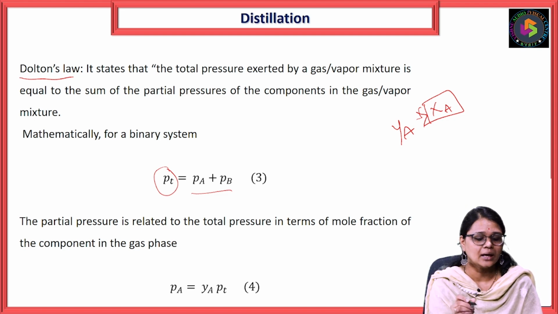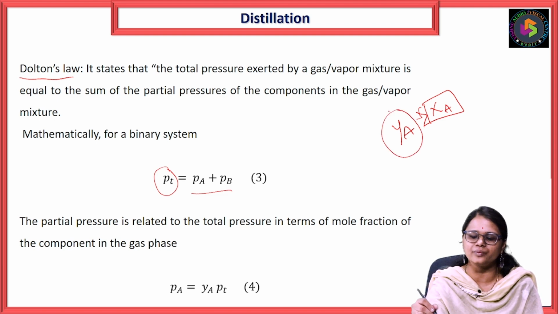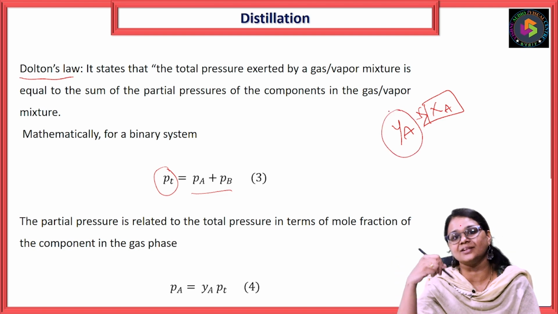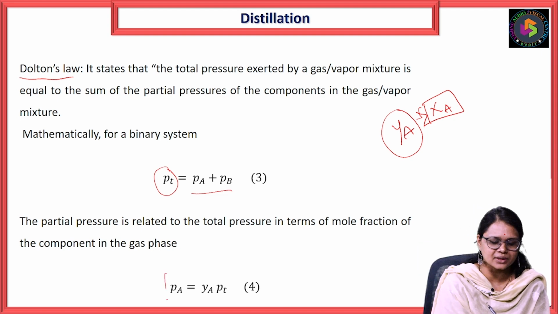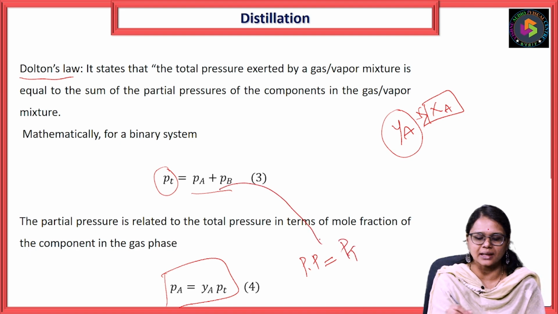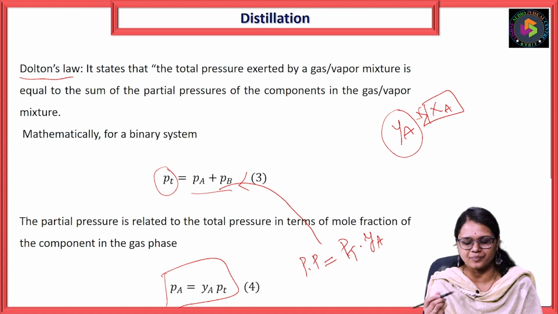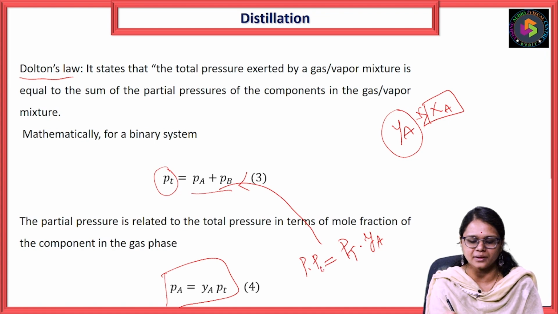So in that case, I can calculate knowingly, if I know the mole fraction of the component A in the vapor phase, I can use this formula. That is, partial pressure is equal to total pressure. Total pressure, how to calculate it? You can calculate like this: sum of the partial pressures, times the mole fraction of the component in the vapor phase. This is the formula for the component A.